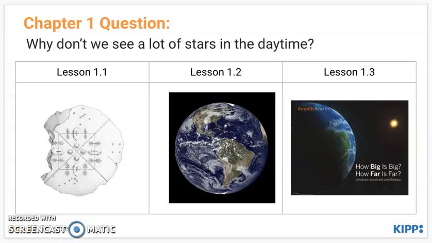In Lesson 1.2, students find evidence for the spherical shape of the Earth and are first introduced to the patterns of Earth and sky simulation. Students begin to think about where the stars are in space.